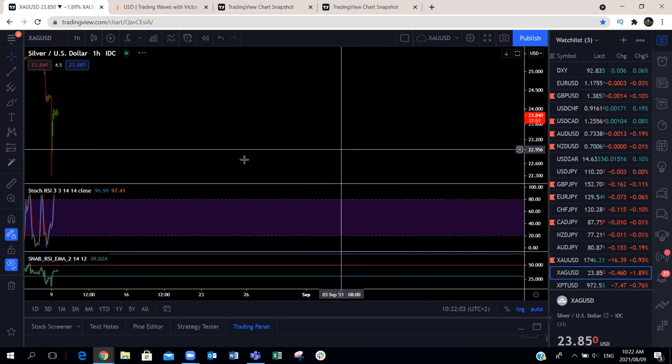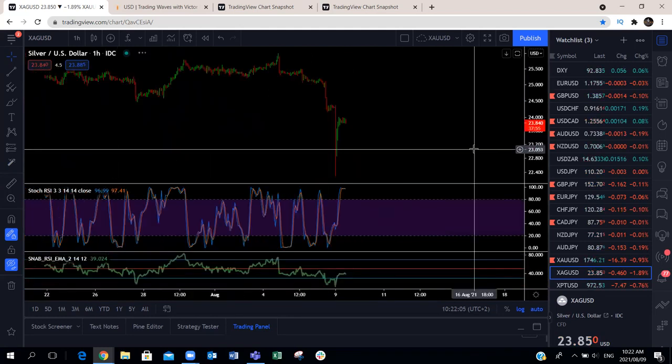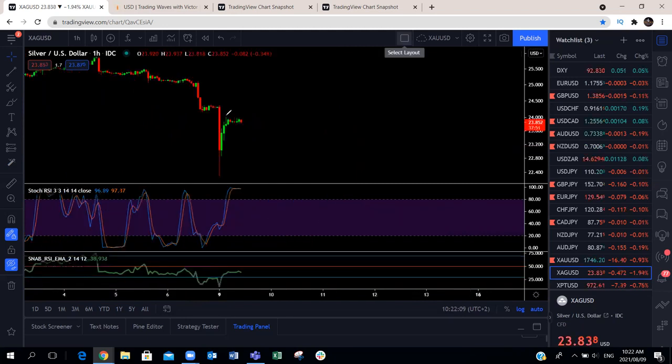So the 1 hour, we want to see this confirmation here. If we get a flag here and continuation to the upside, then that structure that we're forecasting will be confirmed. But if we don't get a 1 hour candle closing above the upper boundary of this flag, we may just see this one continue to the downside.